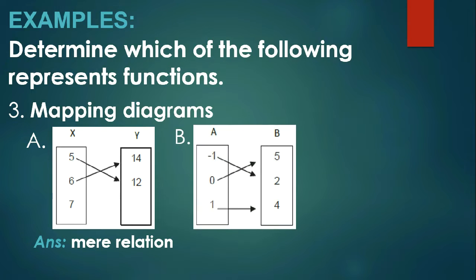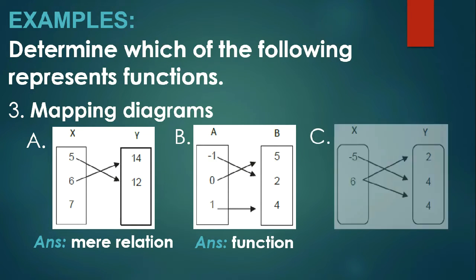Letter B, si negative 1 ay na-i-pair kay 2, si 0 ay na-i-pair kay 5, at si 1 ay na-i-pair kay 4. Since walang naulit na arrow coming from the elements from the first set, as you can see, tig-isang arrow lang yung pairing na nakita natin. Si negative 1, once lang siyang na-i-pair kay 2. Si 0, na-i-pair lang siya once kay 5. Si 1 din ay once lang din siya na-i-pair kay 4. So, ibig sabihin, that is a function.